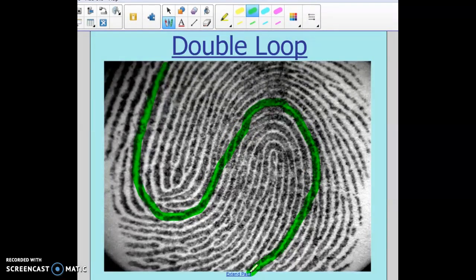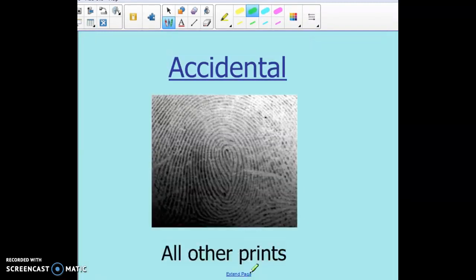So for whorls, we have plain whorls, central pocket loops, and double loops. The last kind is an accidental. Accidentals are any other prints that don't fit into one of the three classifications. So there's three classification groups: arches, loops, and whorls. Within the whorls, we have plain whorls, central pocket loops, double loops, and then anything that doesn't fit is considered an accidental, and accidentals are classified as whorls.